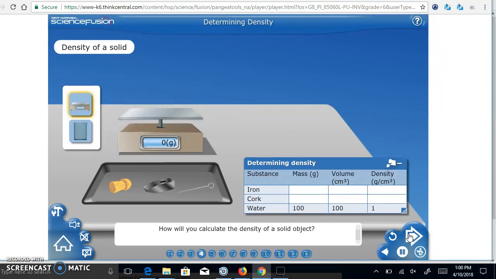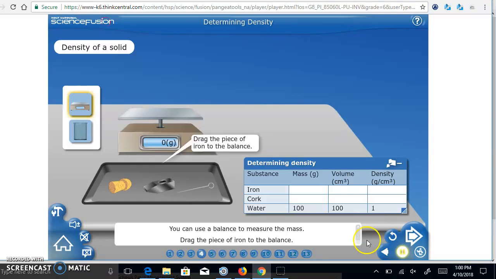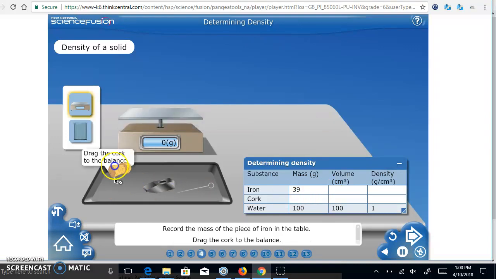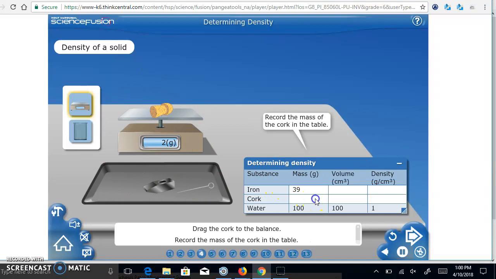How will you calculate the density of a solid object? You will need to know its mass and its volume. You could use a balance to measure its mass. Drag the piece of iron to the balance. Record the piece of iron's mass in the table. Drag the cork to the balance. Record the mass of the cork in the table.